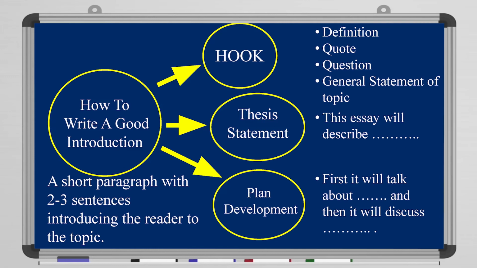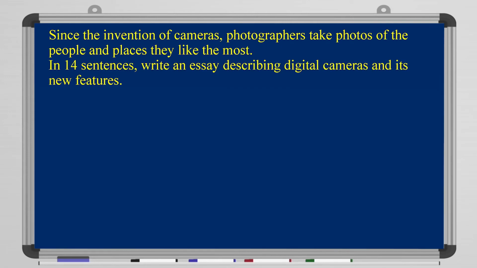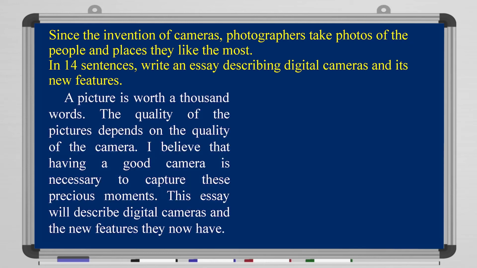Okay? Sounds simple? Since the invention of cameras, photographers take photos of the people and places that they like the most. In 14 sentences, write an essay describing digital cameras and its new features. Simple, right? So let's look at the introduction paragraph. A picture is worth 1,000 words. The quality of the pictures depend on the quality of the camera. I believe that having a good camera is necessary to capture these precious moments. This essay will describe digital cameras and the new features they have.